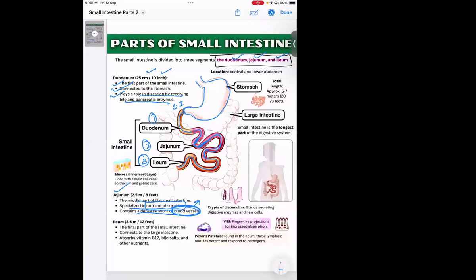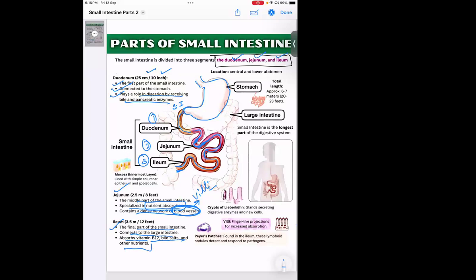So here in the duodenum, we will have so many blood vessels present. And here the villi also act like blood vessels, helping in the absorption of the food or the nutrients. Then it goes to the third part, which is the final part of the small intestine. It connects to the large intestine. You can see at the end where they are connected. Here they will be absorbing vitamin B12, bile salt, and other nutrients.